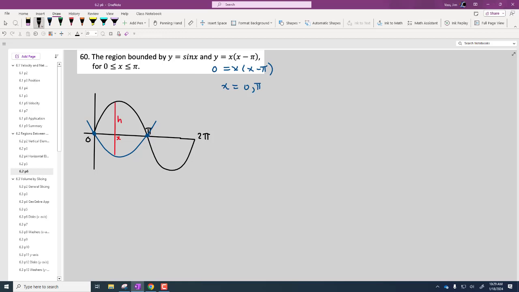Not too bad. So our area will be the integral from 0 to pi. The height of our rectangle is the upper y value, which is sine of x, minus the lower y value. And the lower y value is that thing. Let's distribute that so that we can integrate it easily. So we're subtracting off this function. That function is x squared minus pi times x, and then a dx. So upper minus lower times the width of that red rectangle. The width is dx.